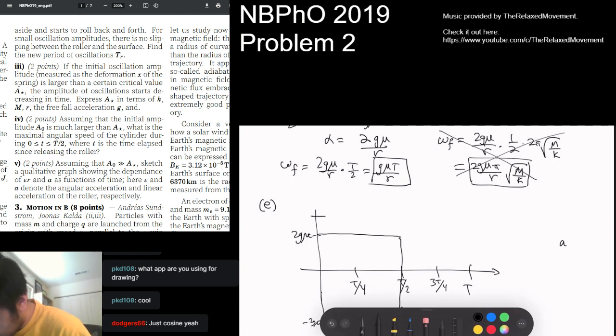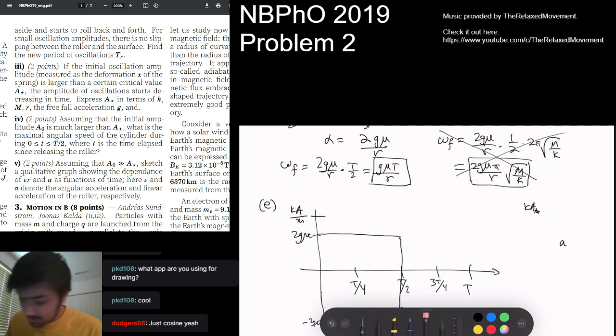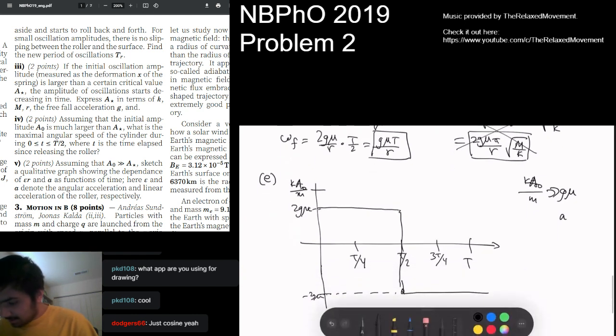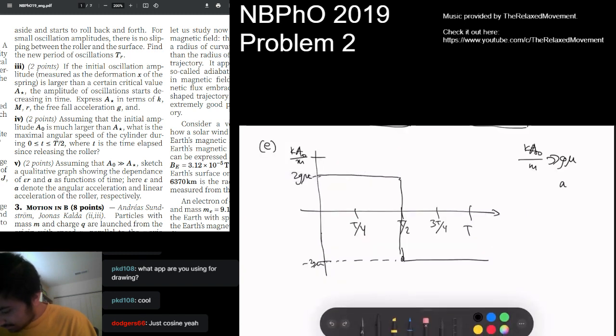So let's say this is k a star over m, and note that this is completely way off the scale. It's not even a star, it's just k a0. But note that k a0 over m is much larger than g mu because we said a0 is much bigger than a star. So this graph is misleading in that sense, but that's fine, I think. Oh crap! It has to go down to negative k a0.